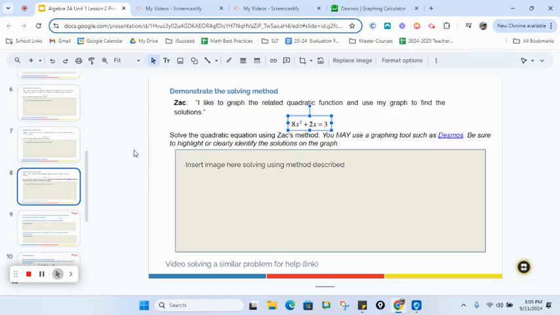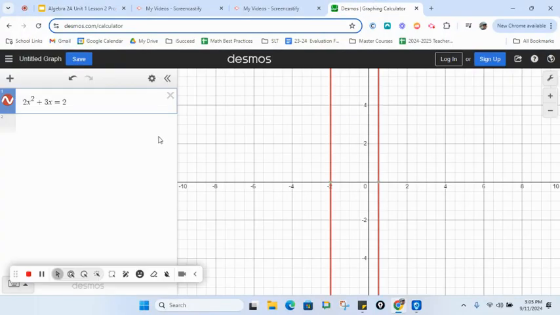Up until this point in the project, you have been doing everything by hand, handwritten, whether it's on a drawing app online or on a piece of paper. This is the one where I'm saying that you can use a graphing tool like Desmos. So that's how I'm going to be doing it here. I'm going to be solving this quadratic equation, which is very, very similar to the one in your project.